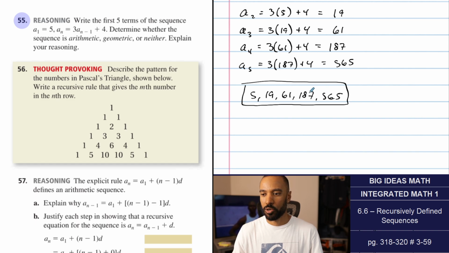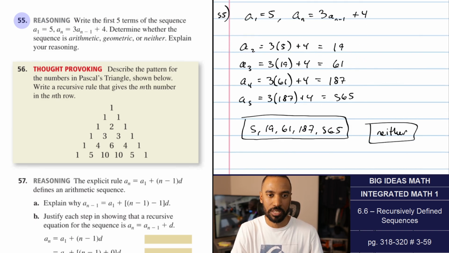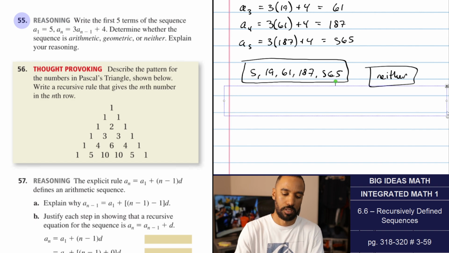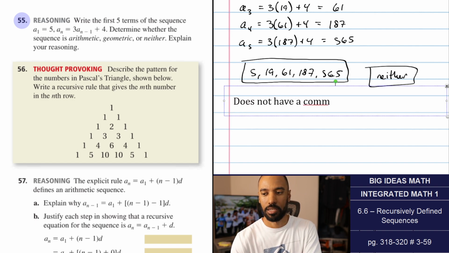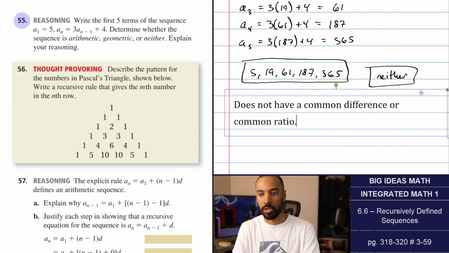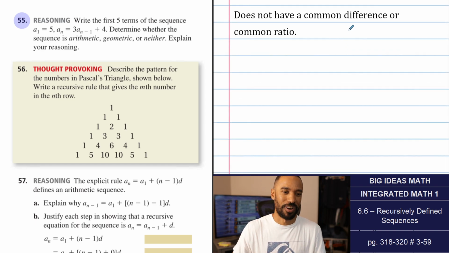Is that arithmetic, geometric, or neither? That's totally a neither. It doesn't have a common difference, doesn't have a common ratio. It features something where we multiply, but also something where we add, which means it's going to disrupt that flow. Explain my reasoning: no common difference nor common ratio. You are commonly doing something through addition and multiplication each time, but you're doing both. It's not an arithmetic or geometric sequence.